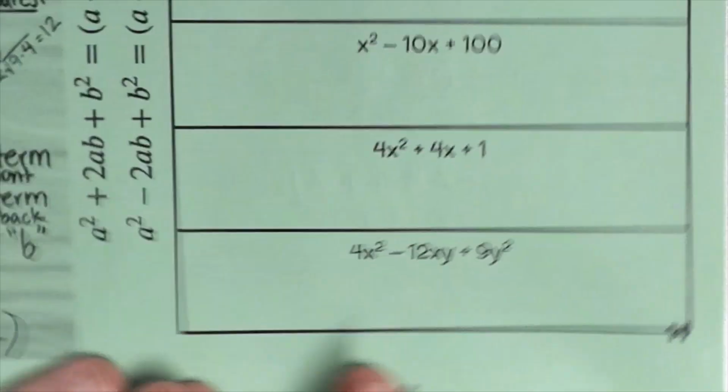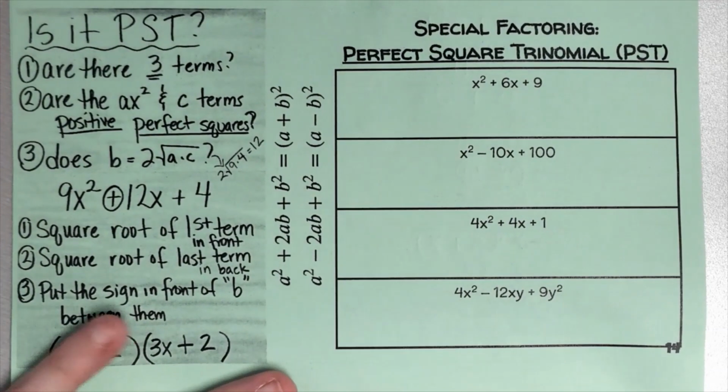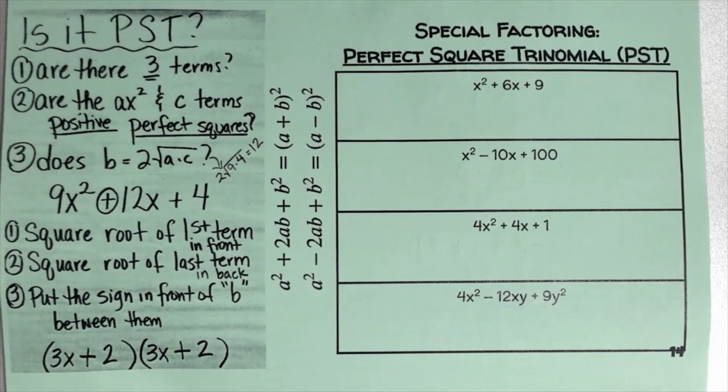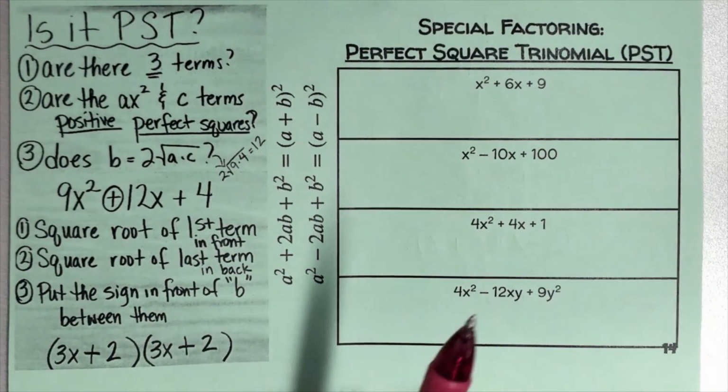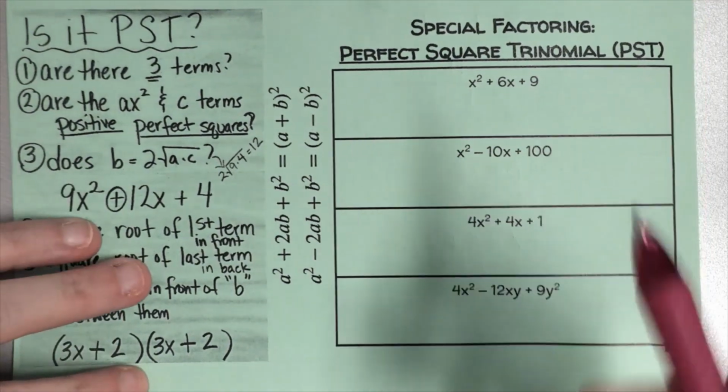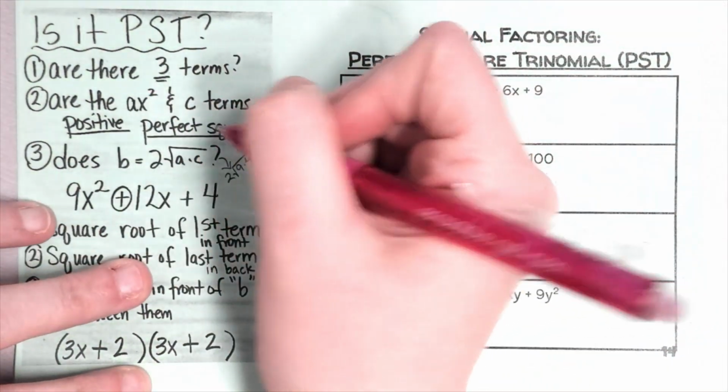Last special pattern I'm going to teach you is perfect square trinomials. This is the one y'all like the least. Unfortunately, this is the one I need you to understand the best because we're going to be doing a strategy called completing the square.